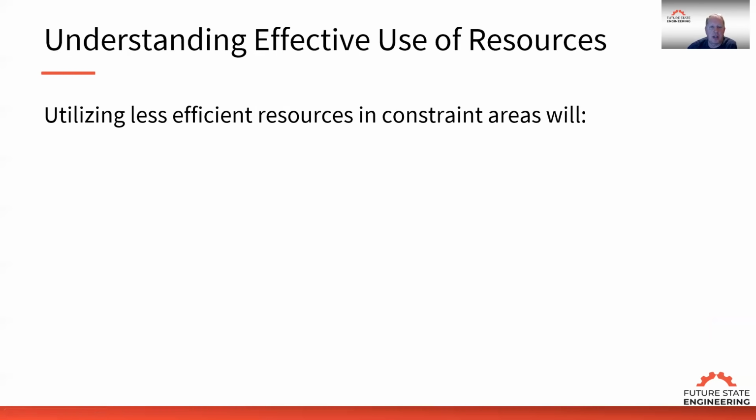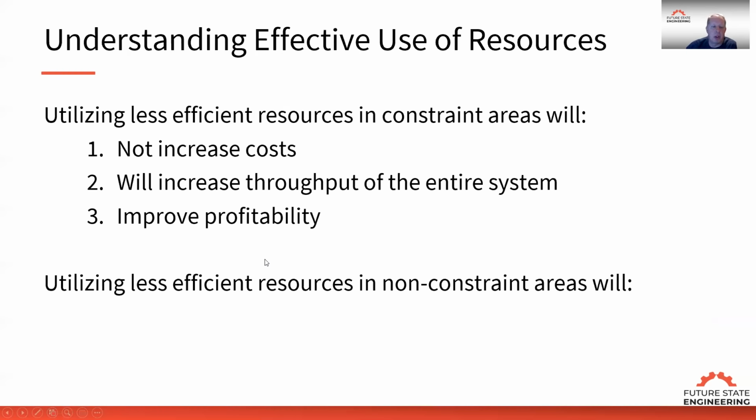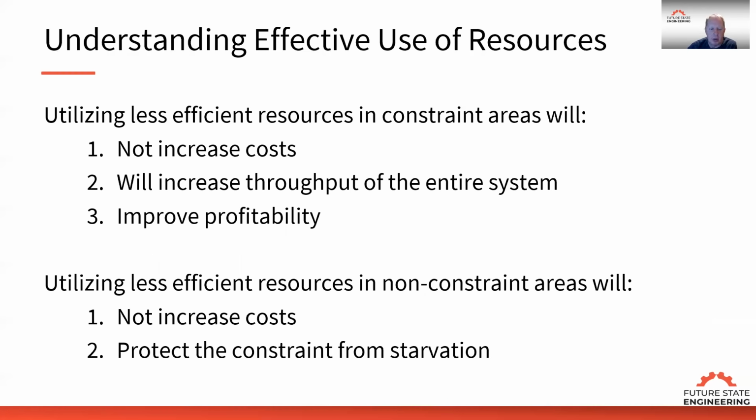So when we look at using less effective resources in constraint areas, what will happen? 1, for sure, cost won't increase. 2, we'll increase throughput of the entire system. And 3, that'll improve profitability. Well, what happens if we use less efficient resource on a non-constraint? So we want to do that in a couple of cases. 1, it's also not going to increase cost because our direct labor is our direct labor, and we're going to protect the system from starvation. So if we have a scenario where we're going to starve the constraint, we want to use less efficient resources on non-constraints to make sure that we protect the constraint from starvation.